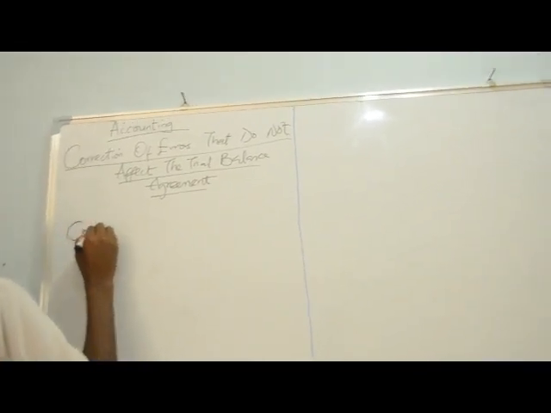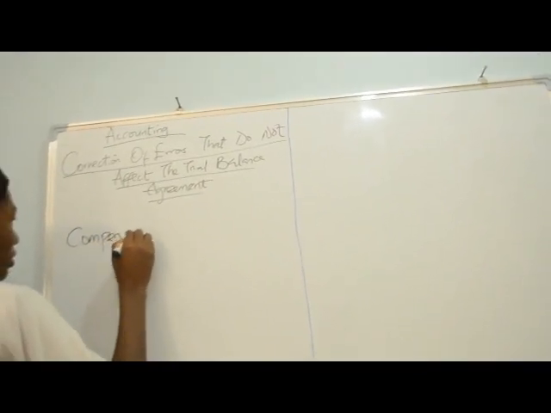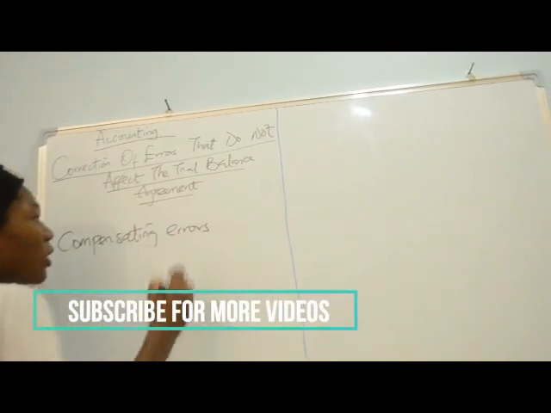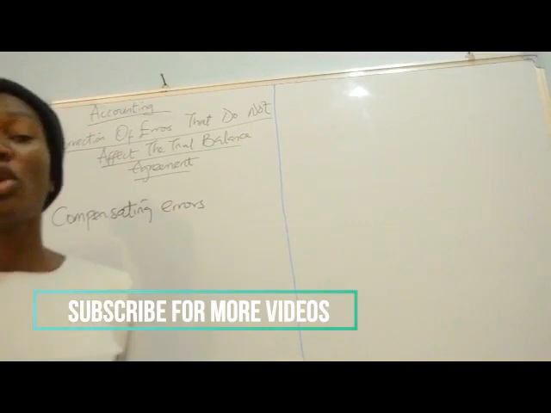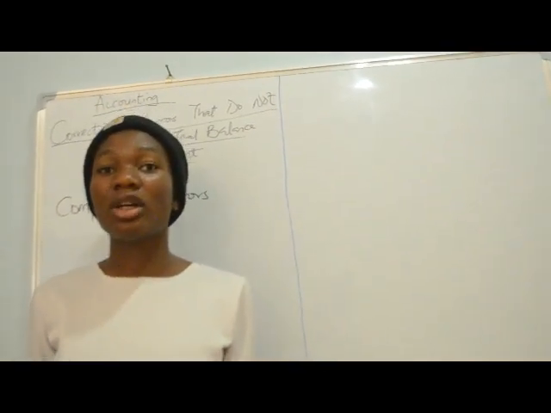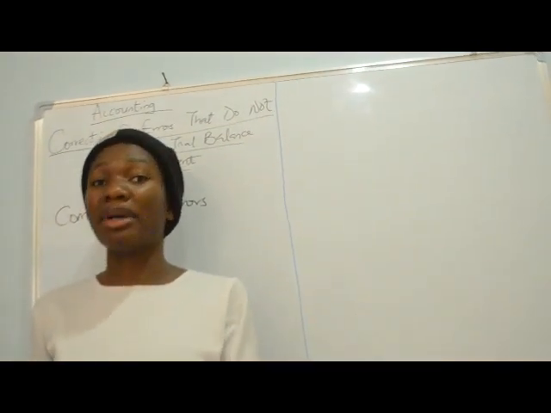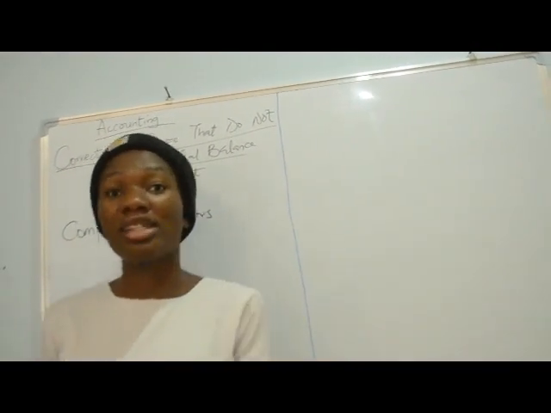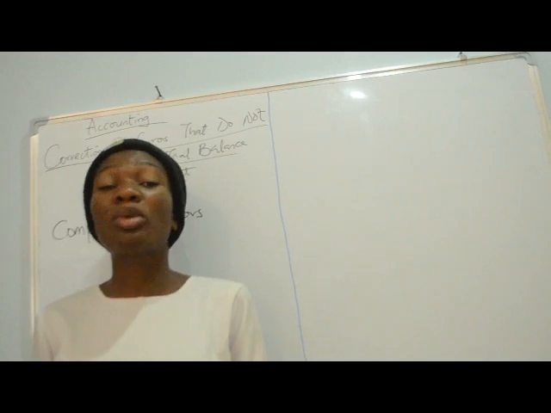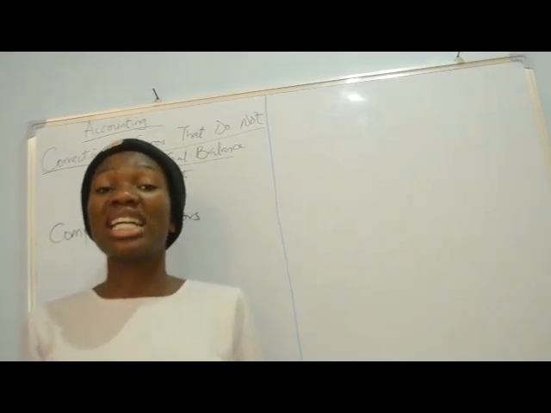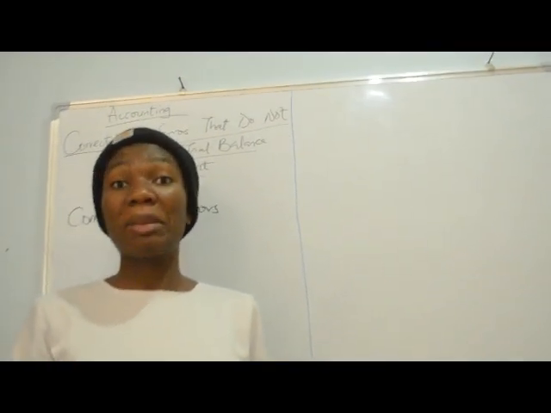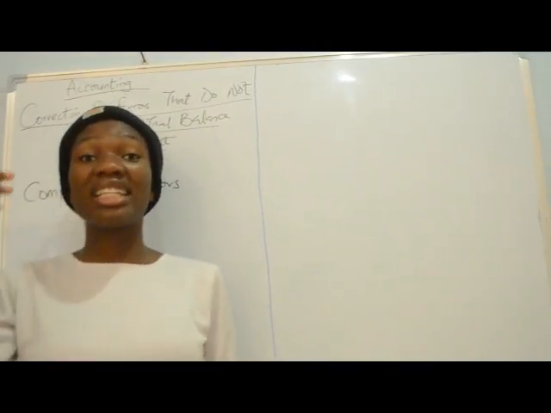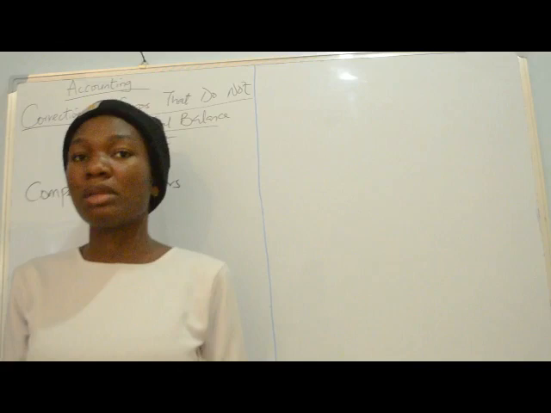Now, compensating errors occur when our debit side is undercast by a particular amount, and that same amount was undercast in our credit side. That means, for example, an item to be debited was either undercast or overcast by an amount, and at the same time an item to be credited was either undercast or overcast by the same amount.